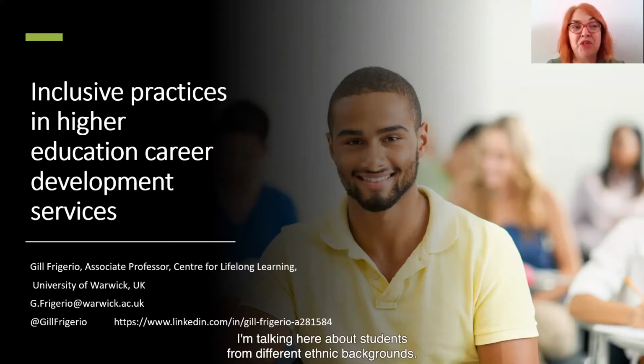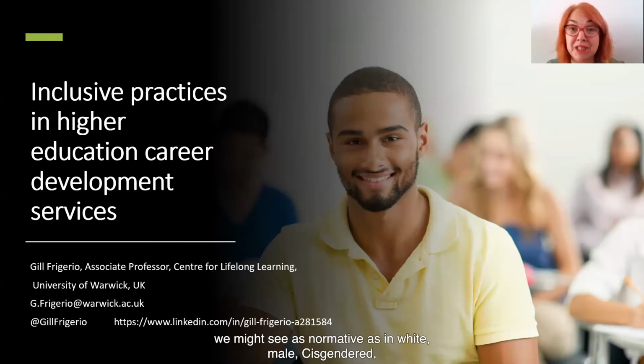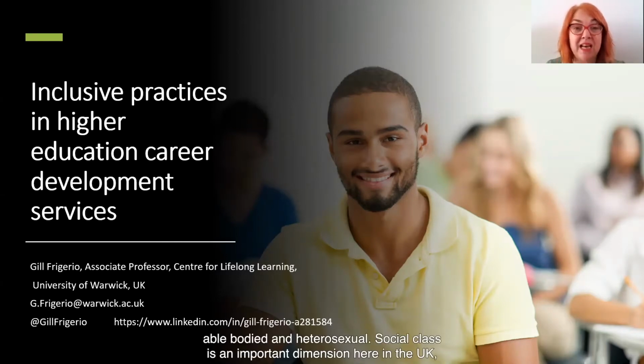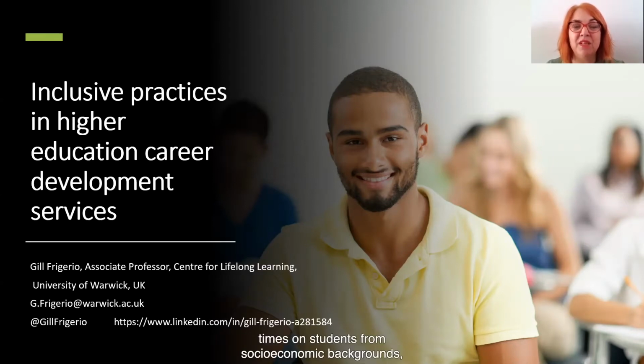I'm talking here about students from different ethnic backgrounds, older students, students with disabilities, students whose identities differ from what we might see as normative, as in white, male, cisgendered, able-bodied and heterosexual. Social class is an important dimension here. In the UK, we've had a particular focus in recent times on students from socio-economic backgrounds who have not traditionally participated in higher education.